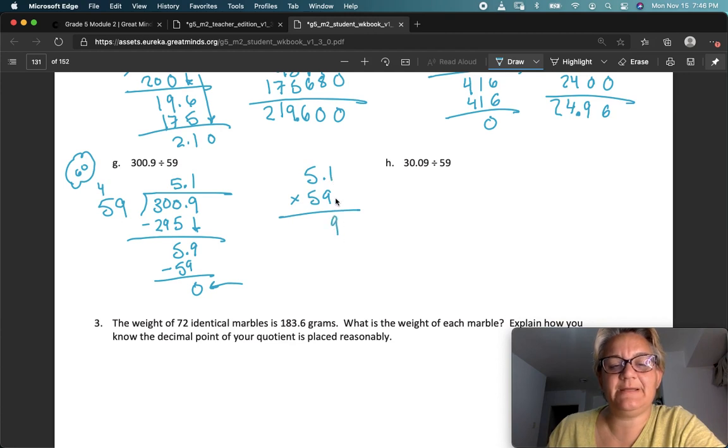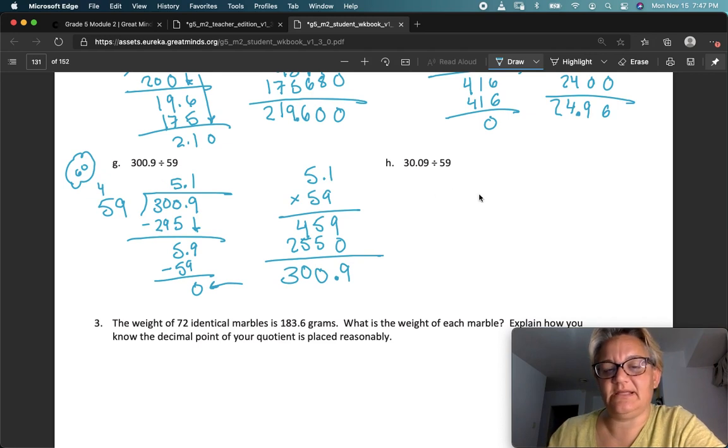9 times 1 is 9. 9 times 5 is 45. Drop the 0. 5 times 1 is 5. 5 times 5 is 25. Now I have 9, 10. Carry the 1 is 10. Carry the 1 is 3. And 1 decimal space over. So 1 decimal space there. And that is the same dividend.